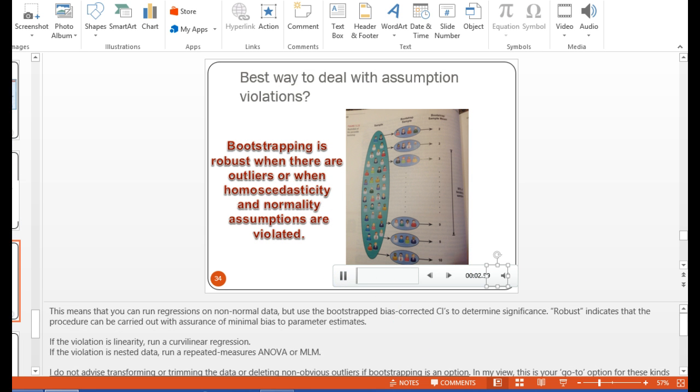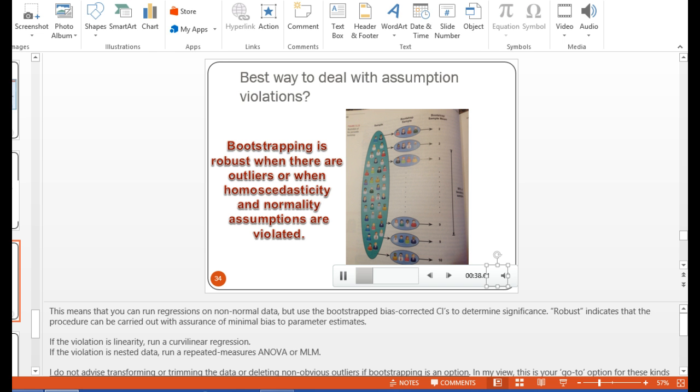So in summary, what are some best practices for dealing with assumption violations? Field talks about bootstrapping. Bootstrapping is, I think, one of the best tools we have for dealing with assumption violations at this point. And so it is robust, meaning it is accurate even in the face of assumption violations when there is non-normality of residuals and when there's heteroskedasticity. And so bootstrapping is the way to go. We'll talk more about it in this class in future sessions.